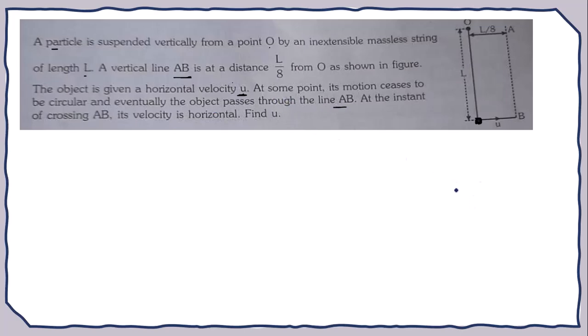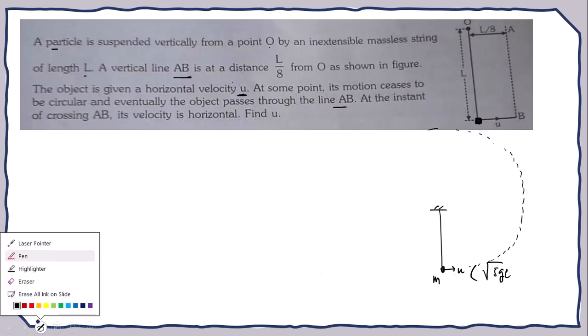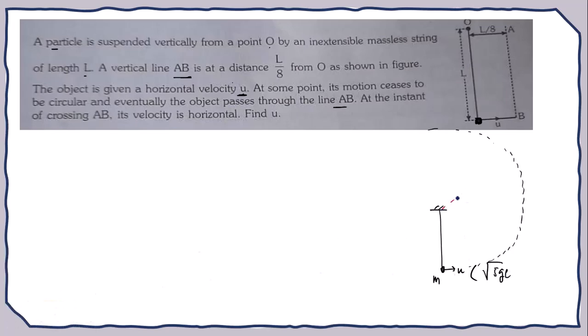That means if I throw the ball, let me redraw it. This is the ball, the mass m particle, and you impart a velocity of U and it will start to perform vertical circular motion. Now U is not sufficiently large so that it can complete the vertical circle. That means U is less than root of 5gA, so it cannot complete the vertical circle. But after some point, at this point, the tension becomes 0, which means it ceases the circular motion. From this point onward it will perform projectile motion.